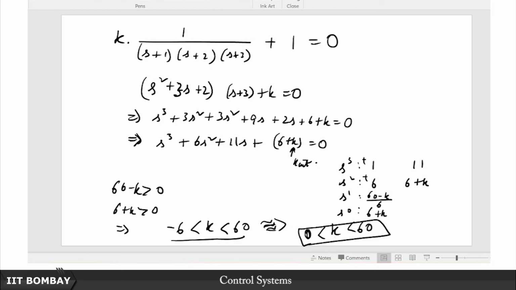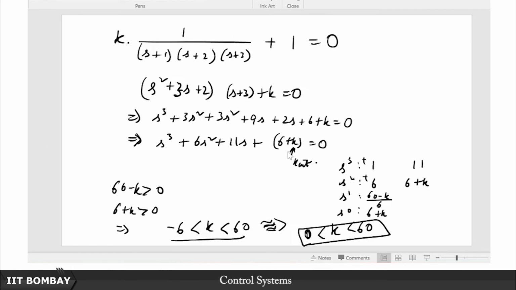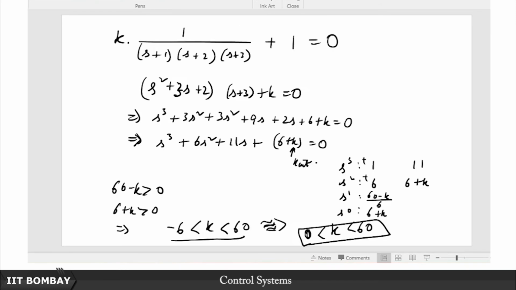Now I wonder what happens at K equal to 60. So at K equal to 60, let me put it here. It is going to be S cubed plus 6S squared plus 11S plus 66 is equal to 0. Of course, I do not need to solve for this cubic equation even if it looks very challenging, because I know what happens at K equal to 60.